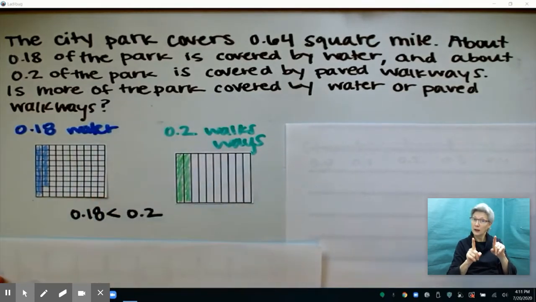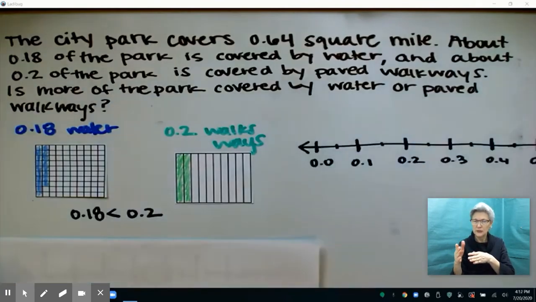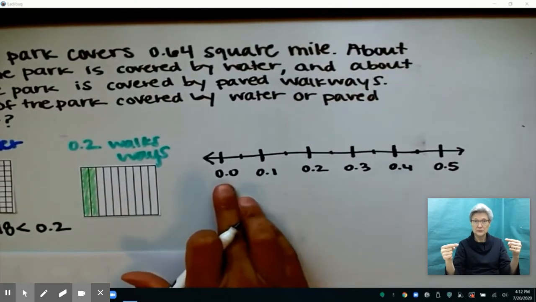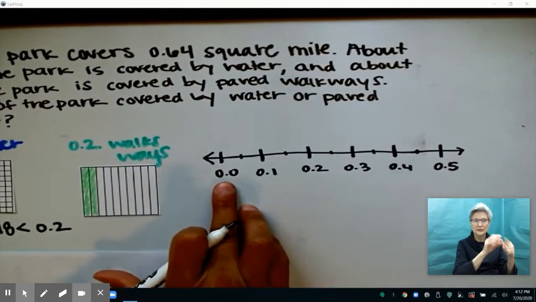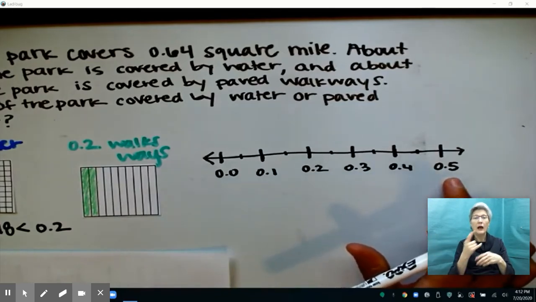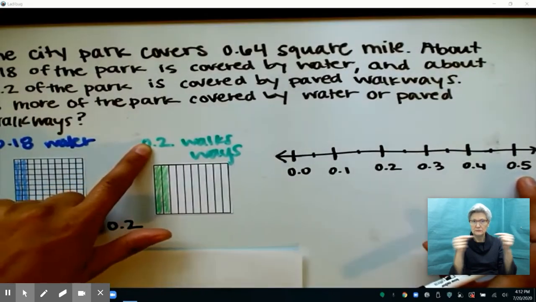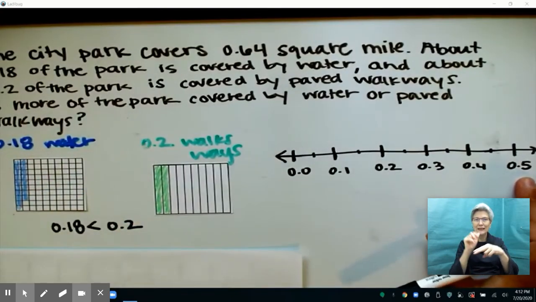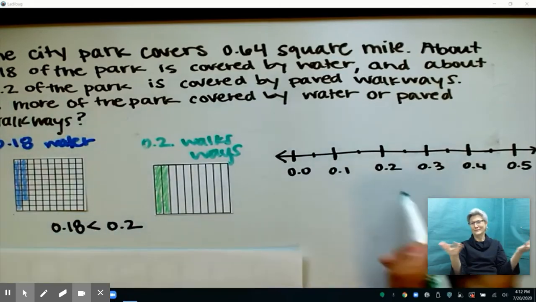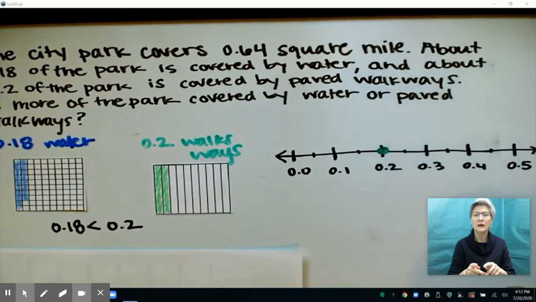But let's continue by looking at another strategy that we could use, which is a number line, right? If we have a number line here, and my number line starts at 0 and 0/10ths and moves all the way to 0 and 5/10ths, right? I'm going to find these 2 points on our number line. I'm going to find 2/10ths and 18/100ths. Well, it's easy for me to find 2/10ths right now because that's clearly labeled on my number line, right? Right here is 2/10ths. So that represents our walkways.